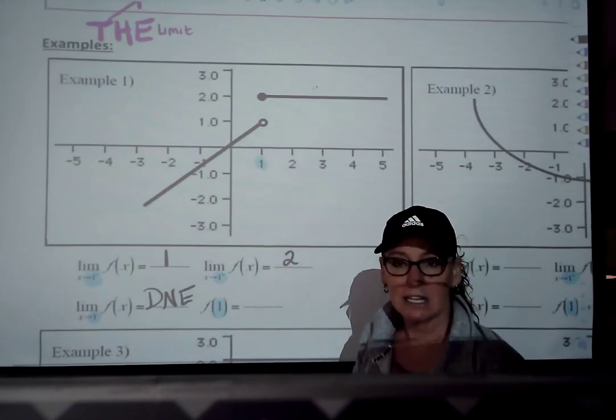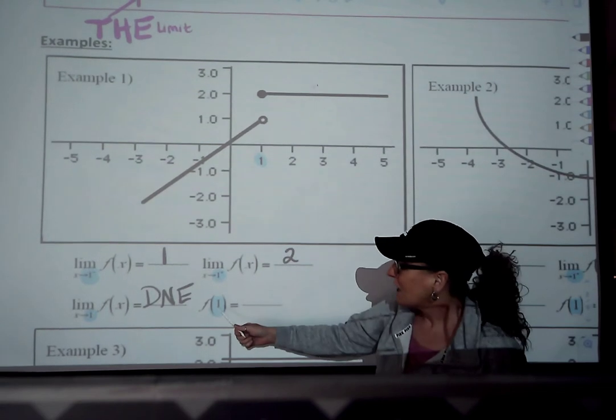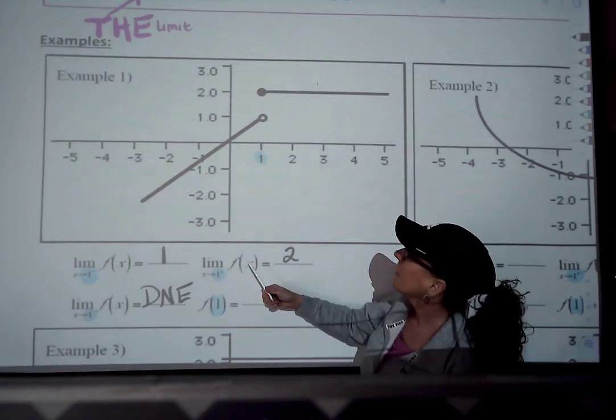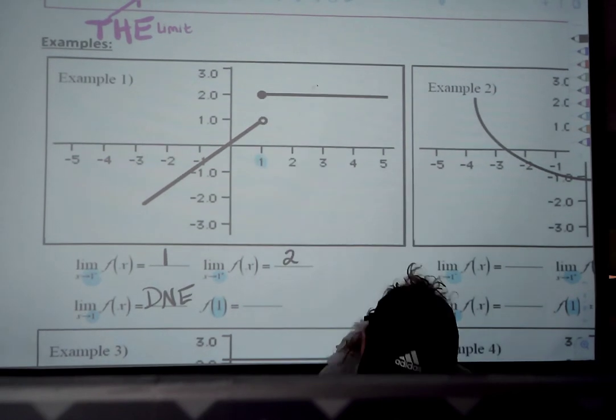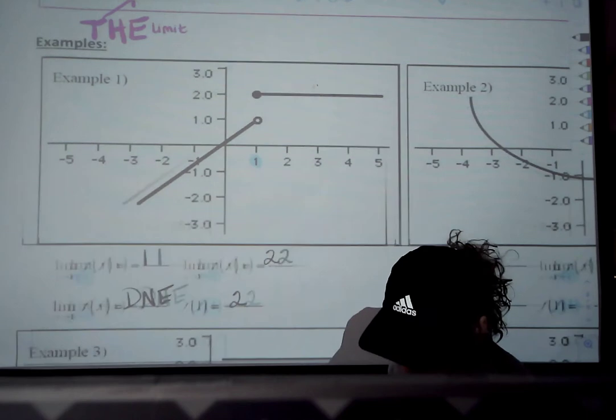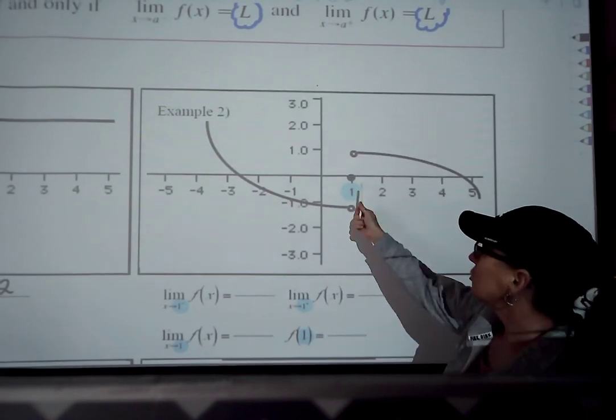And then, just for fun, even though it doesn't matter, is there a point at 1 comma something? Yeah, there's a point at 1 comma 2. That was just for fun. It doesn't really matter when we're doing limits. Moving on. Still looking at 1, new graph.